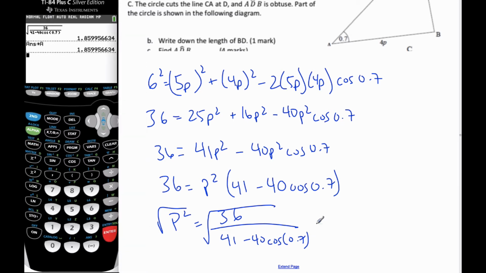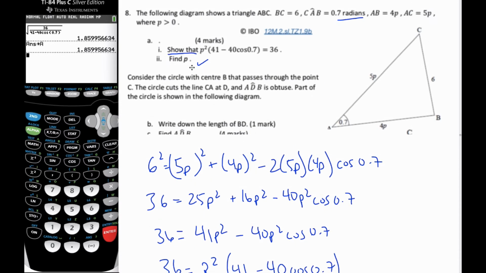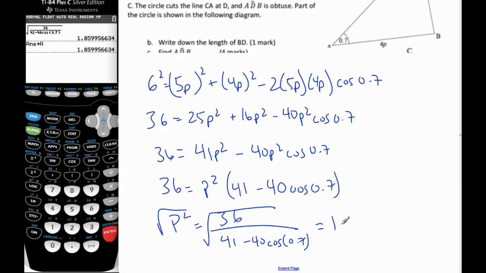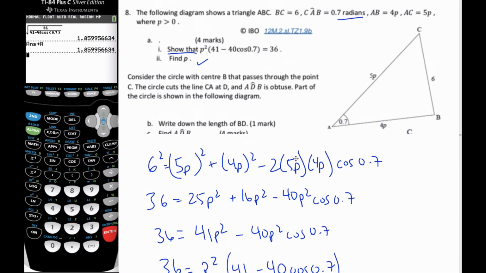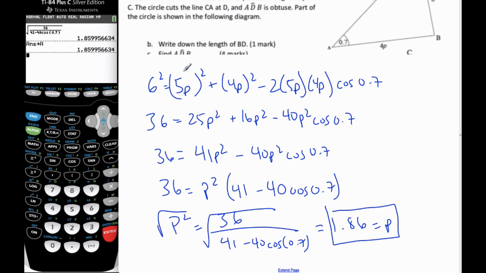But I get my p-value. My p-value is going to be 1.86 to 3 significant figures. All right. And so there is A part done. I have a feeling I'm going to need this p-value for B part when I move on to B part. So I'm going to take that and move it with me.